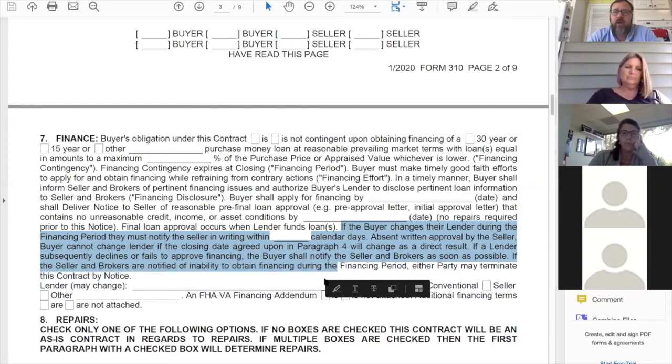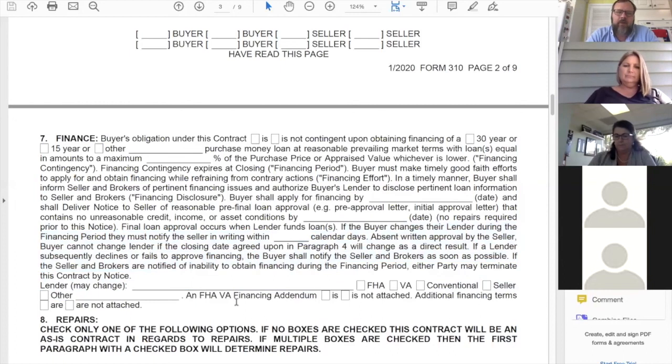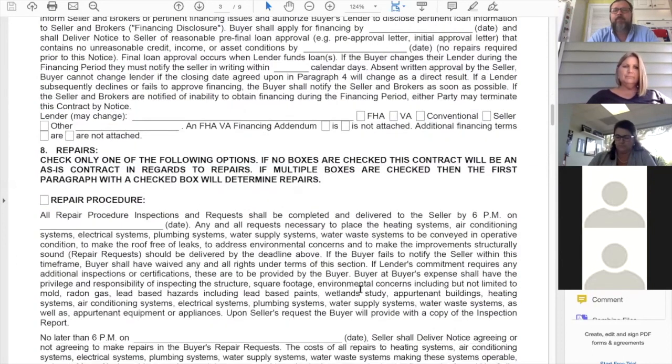And so if the seller does not agree to change the closing date because you've changed lenders, you could be in breach of the contract. So we just need to keep that in mind. And then the condition, who the lender is, what type of loan they're having, the information on there.